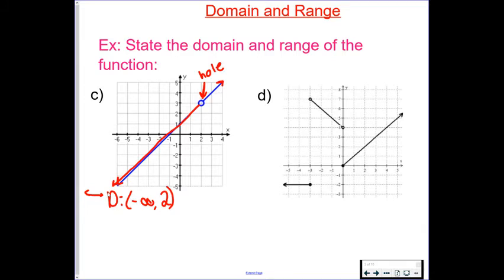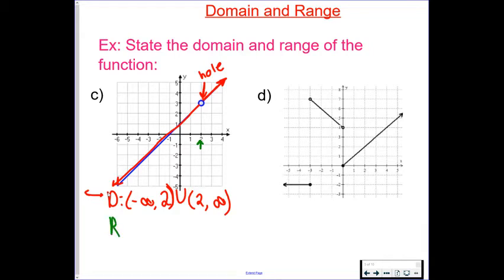So negative infinity to 2, because that's an open hole, that's where we stop, so I use parentheses. But then after I jump over the hole, my graph goes from 2 all the way to the right, so it goes to positive infinity. Because I had a break in the graph because of the hole, I'm going to use that union symbol to join the two pieces together. So domain looks from left to right. The reason I chose 2 is because this is the x value of 2 where that hole occurs.